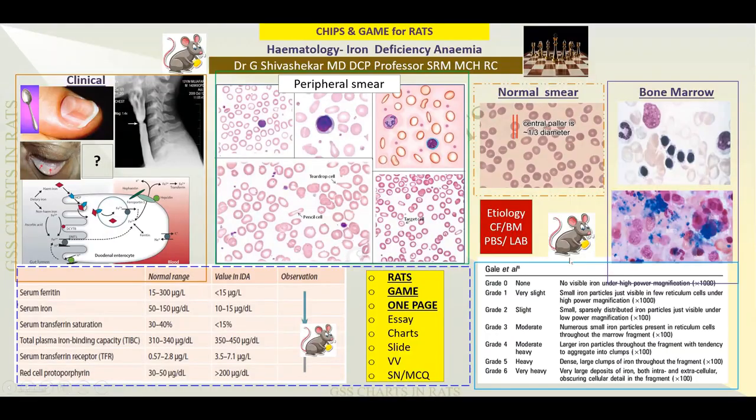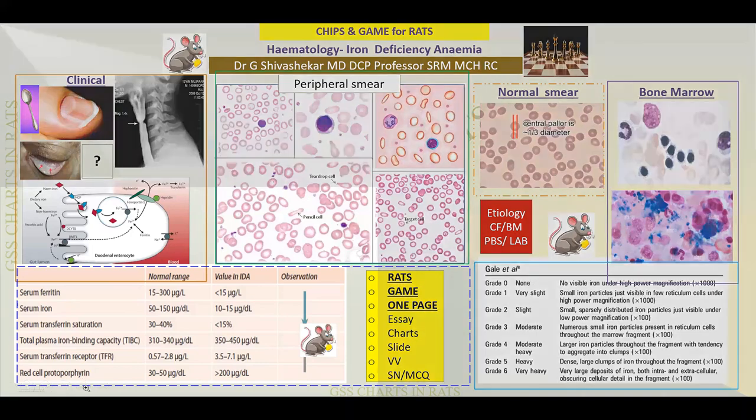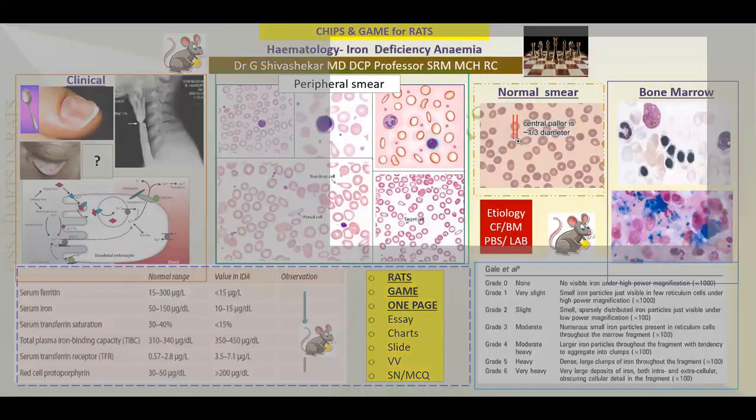Welcome, my dear students, to a series of charts in hematology, in which I shall be dealing with the university questions. It is not just from a practical point of view, but I would like to summarize the theory points in a chart. Let us see what best we can do in this particular chart on iron deficiency anemia. With this introduction, I shall be going to the explanation proper.